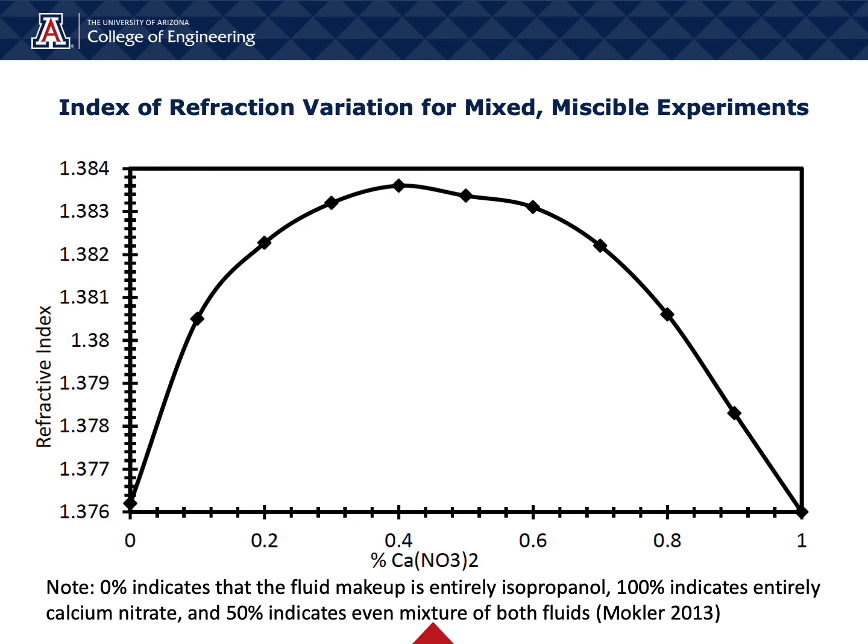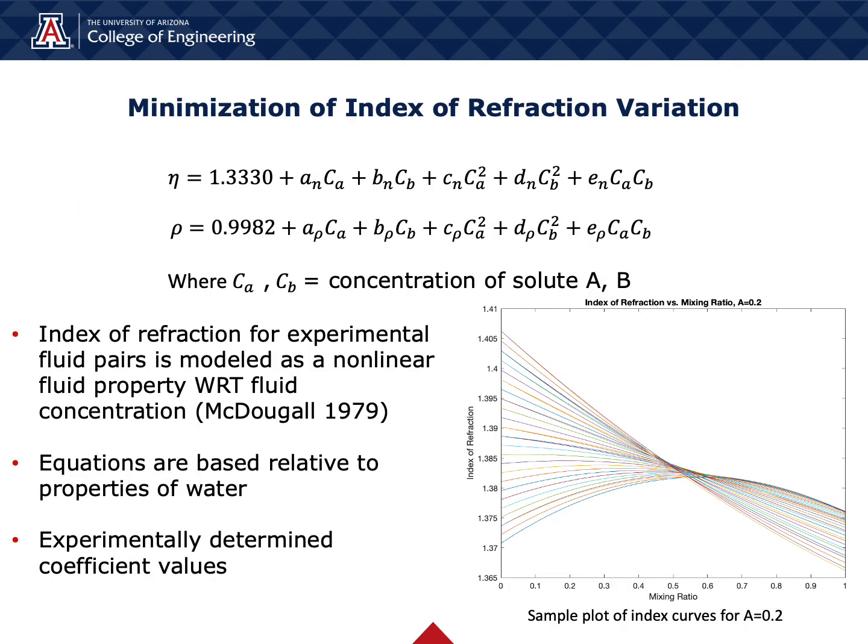The solution is to try and minimize the variation of index of refraction and thus try and compress this curve into an overall flatter shape. The approach taken for this research involves modeling the density and index of refraction as a nonlinear fluid property. This was completed using a similar method to McDougall 1979. The equations for density and index of refraction have a base value equal to the properties of distilled water. This is important because the new fluid combinations will be modified by dilution with distilled water.